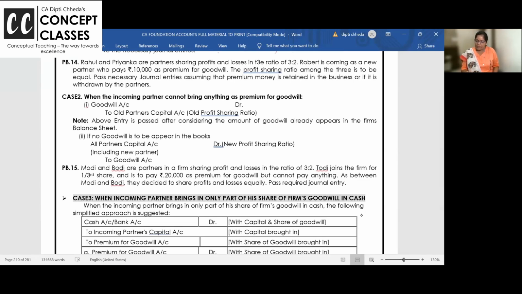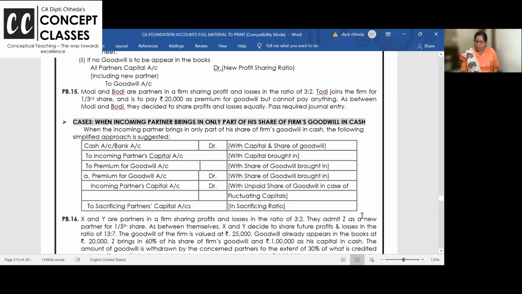Shall we do? When incoming partner cannot bring the goodwill in cash, raise the total goodwill to old partners and write off. This is like method 2, what I explained you. So problem number 15 now. Modi and Bodhi are partners. Todi joined the firm with 1/3 share and he should have paid 20,000. But he cannot pay anything. उसके पास पैसे नहीं है. As between Modi and them, they decided to share profit and losses equally. And Todi is also taking 1/3 share. So new ratio is equal.